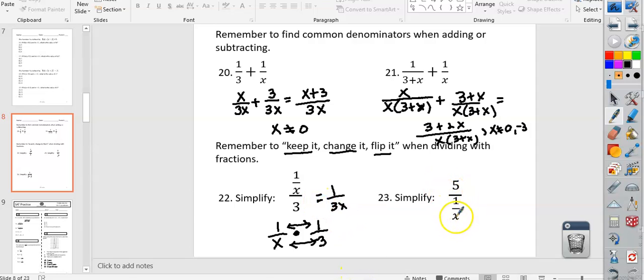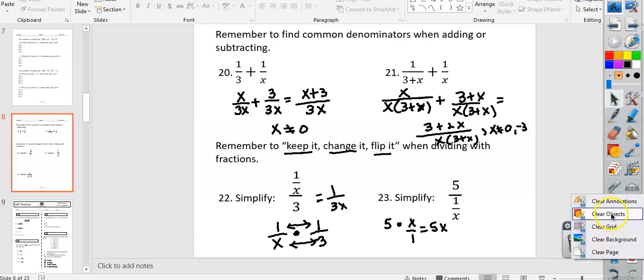So stop the video and do number 23. So number 3 would look like this. Keep the 5, change division to multiplication, flip the fraction. Flipping the fraction is called writing the reciprocal. So write the reciprocal and then multiply straight across. So the final answer is 5x.